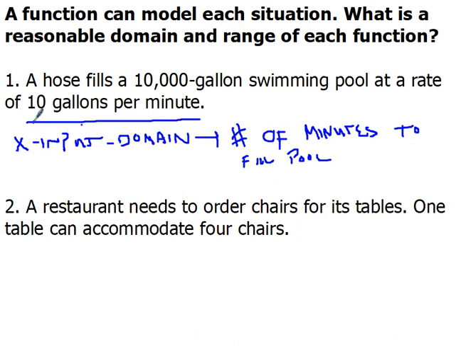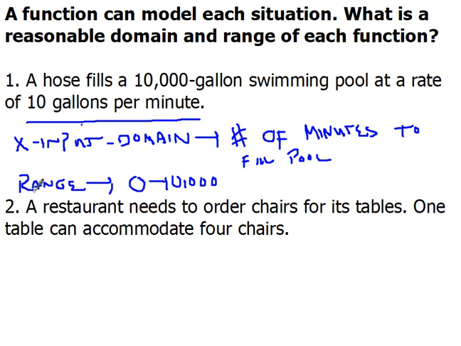So my X, my input, my domain is the number of minutes to fill the pool. So the minutes are going to determine how much water is in the pool. So the range, now the range though, the reasonable range is going to be 0 to 10,000. So the reason why it's 0 to 10,000 is because the pool is only 10,000 gallons, right? So the range, depending on how many minutes, if I have 0 minutes, I'm going to have 0 gallons of water in the pool.